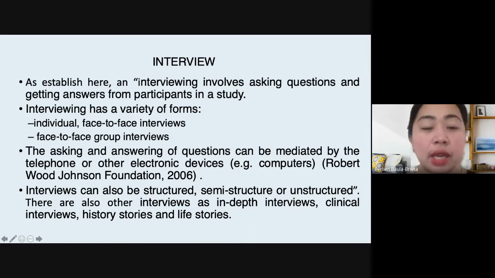The asking and answering of questions can be mediated by a telephone or electronic devices such as your computer. So that would be applicable right now in our situation. Interviews can also be structured, semi-structured, or unstructured. There are also other interviews, as we call them: in-depth interview, clinical interview, history stories, and life stories.